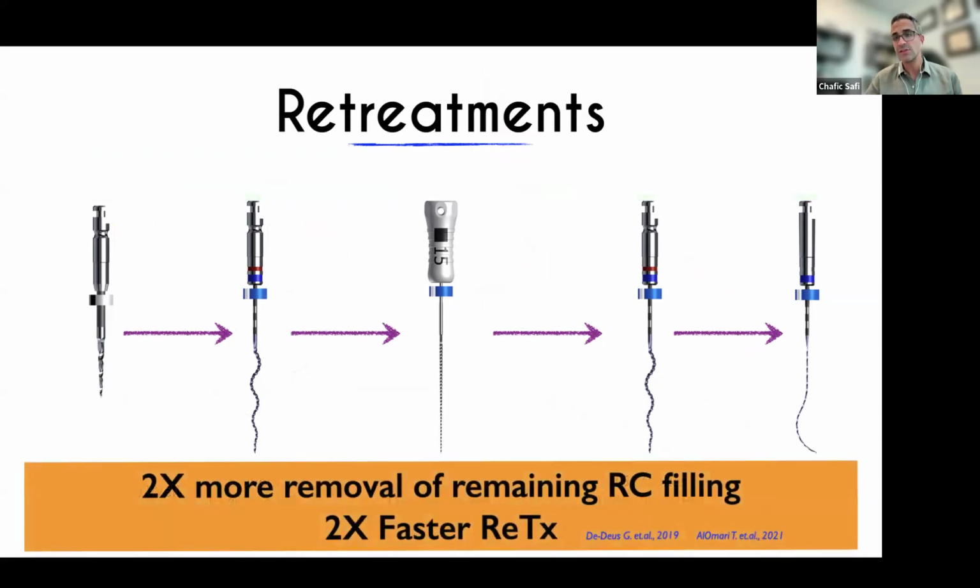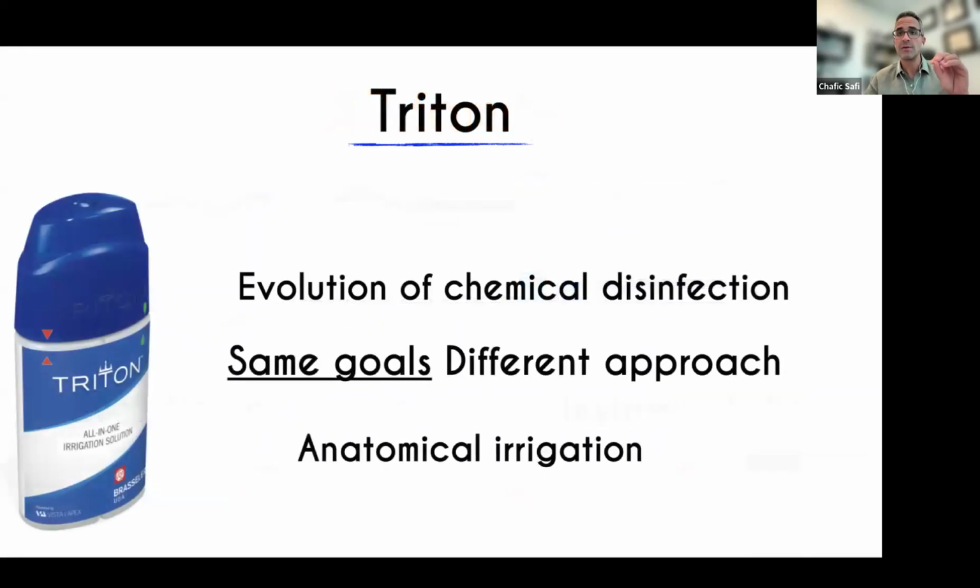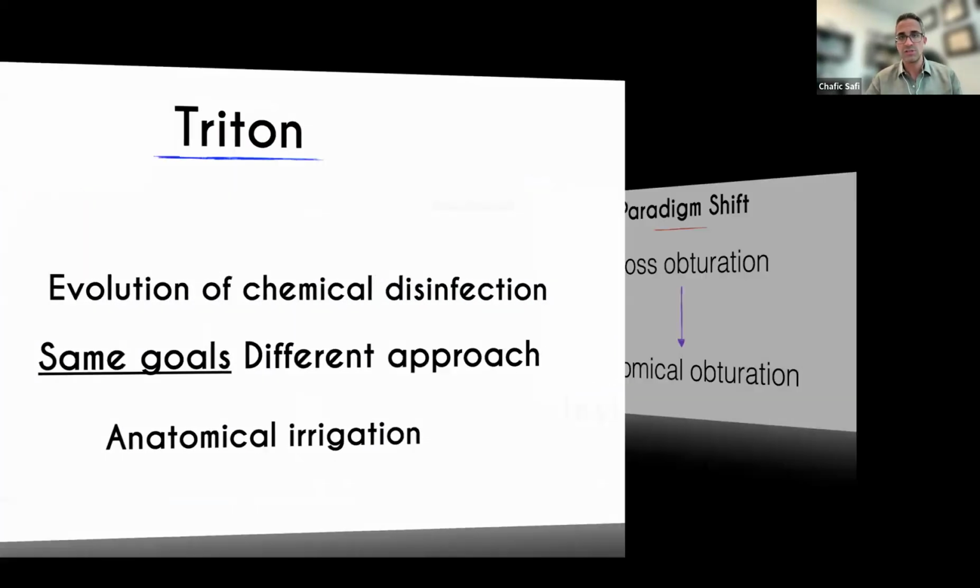Using the shaper and the finisher has been shown to make retreatments twice as fast and to leave cleaner canals once we have removed the old root canal filling. So this XP family, this new generation of instruments, is an evolution of biochemical instrumentation, where we have the same goal, which is to clean the inside of the root canal system, but with different approaches. Same thing for our anatomical instrumentation. We have the same goal, which is to chemically disinfect, but we're using a different approach, a more effective, more efficient solution, which is TRIAD.